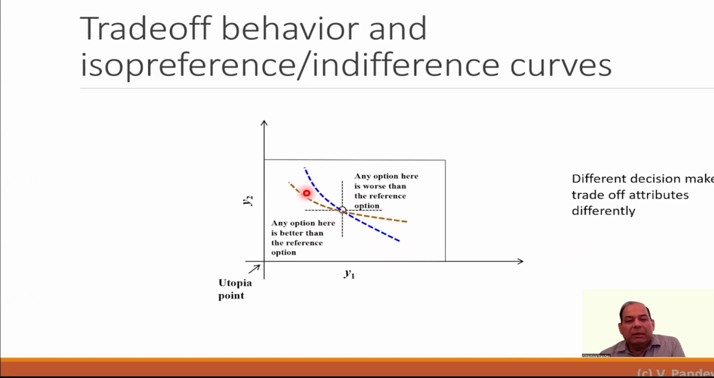Somebody with this curve will say, I have a different trade-off rate between y1 and y2. For example, when I go from here to here, with the y1 value going from here to here, I have a certain decrease in y2 that compensates for it. For a different decision maker, for the same change, a smaller change in y2 compensates for it. So these kinds of things are what differentiate the decision makers, and then their decisions can be drastically different.